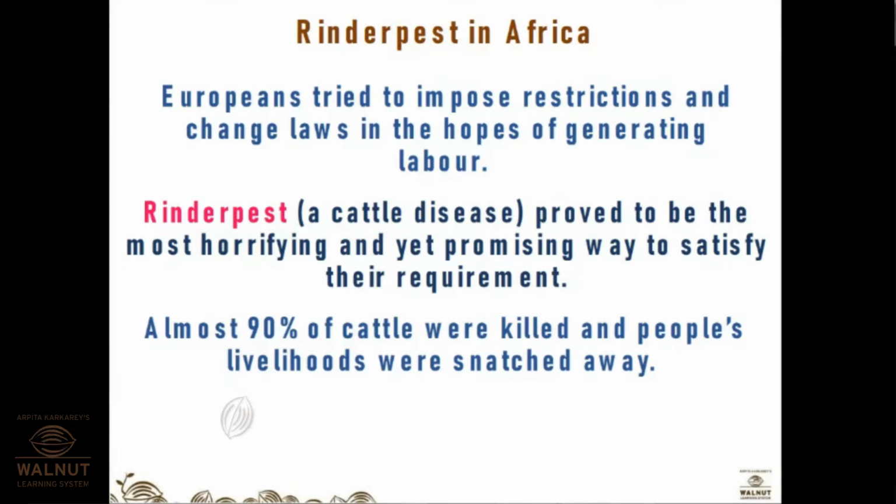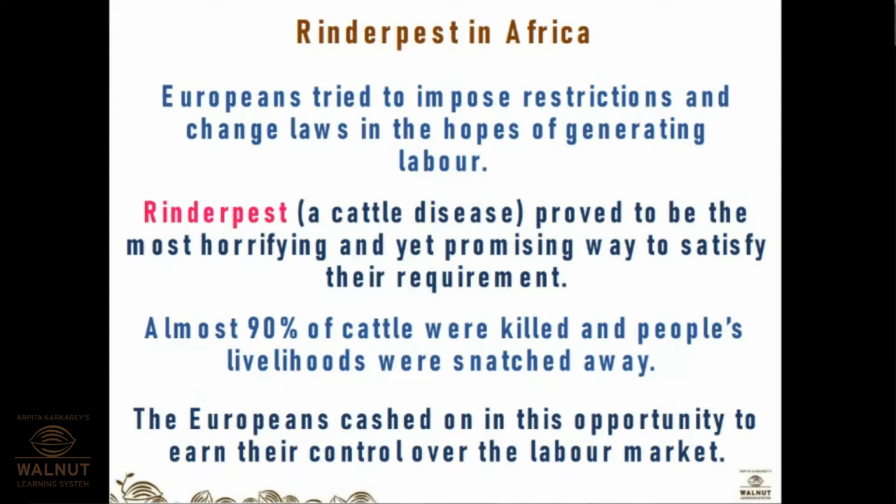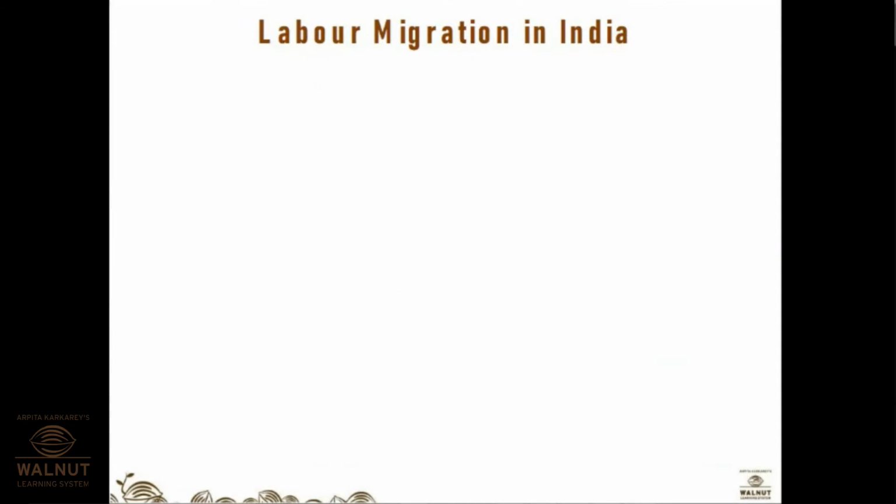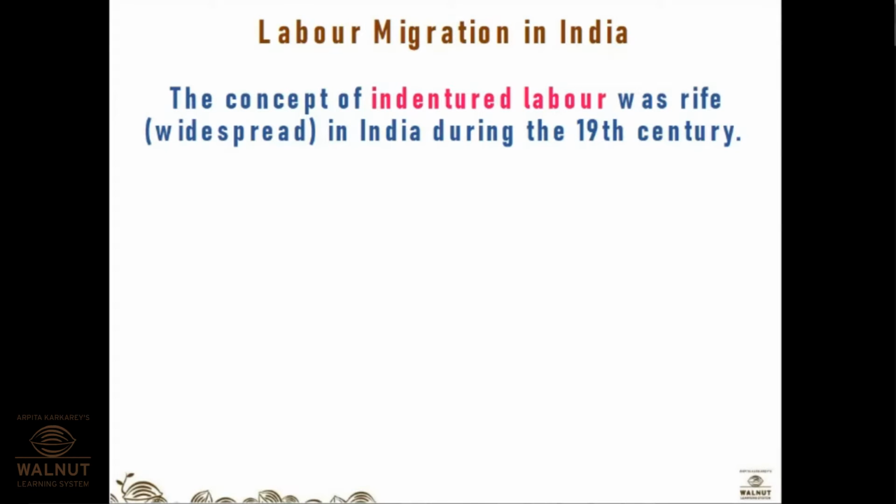Almost 90% of cattle were killed, and people's livelihoods were snatched away. So the Europeans cashed in on this opportunity to gain control over the labor market. As you have seen, slavery was there, and labor was bought and sold. People were bought and sold, and they were called slaves, right? We have learned this in seventh standard, in the chapter on equality, if you remember. Do you remember, on equality, slaves, right?